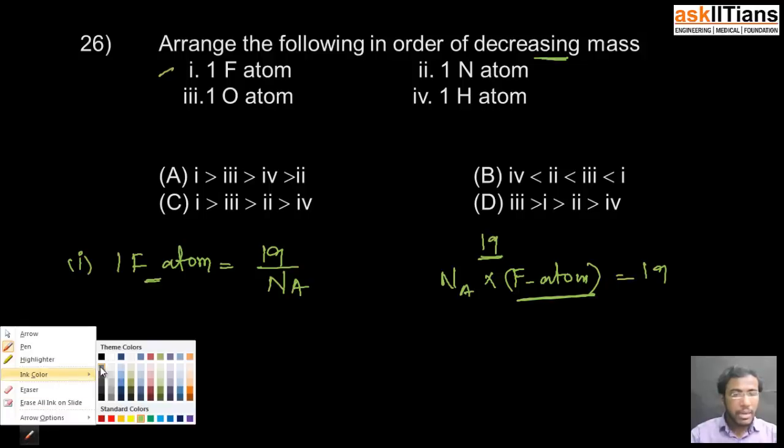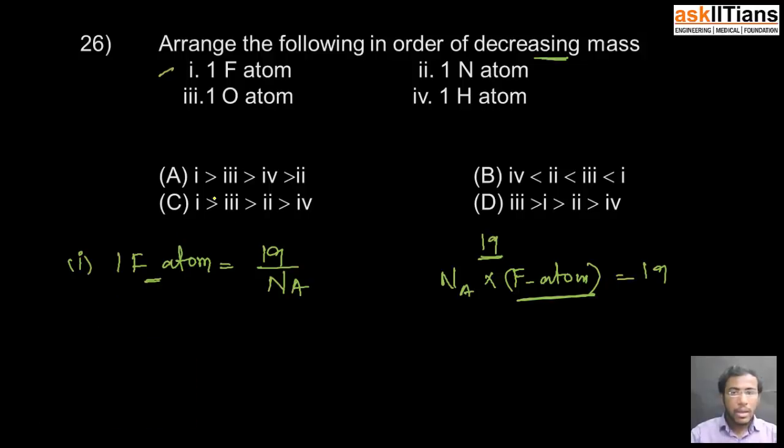Similarly, you can calculate the mass of other atoms also. The second one is one nitrogen atom. It will be, see, its atomic weight is how much?